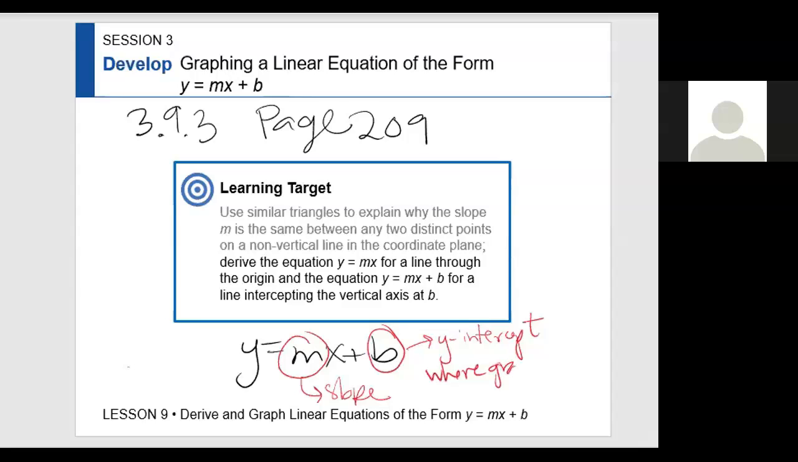So add this to your notes, everybody. You're writing this somewhere: where graph crosses y-axis. I like how you said that. We also called this something else when we were graphing last week. Anybody remember another name we called the y-intercept?